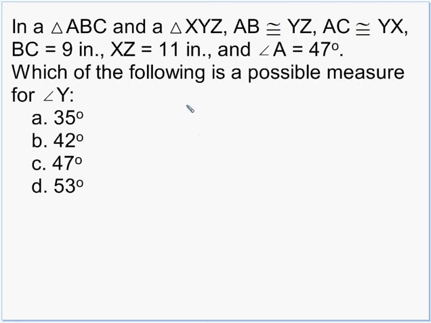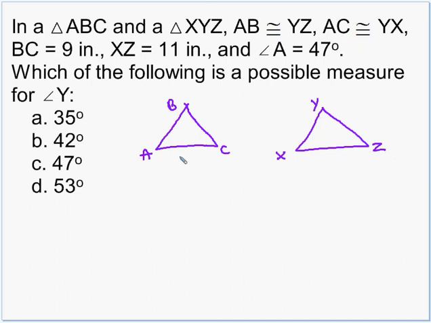To solve this problem, start by drawing a picture. We have two triangles, triangle ABC and triangle XYZ. They tell us AB is congruent to YZ, side AC is congruent to side YX, side BC is 9, XZ is 11, angle A is 47 degrees. What are the possible measures for angle Y?